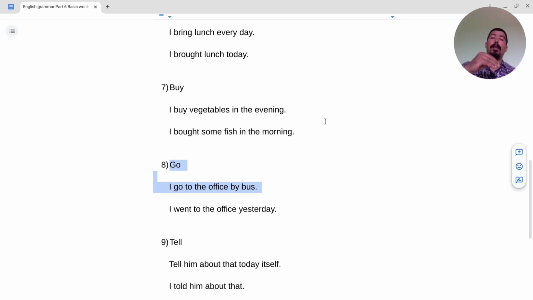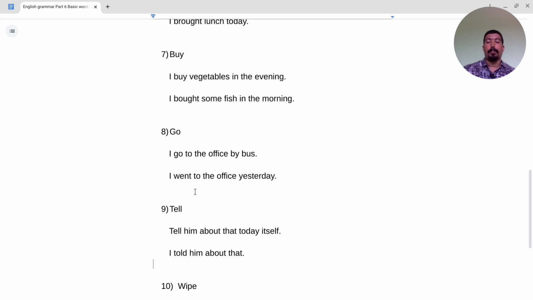So go. What is the meaning of go? Okay, this is your house, and this is your office. You go from house to the office. You move from one place to another. That is the meaning of the word go. You move from your house to your office every day. That means you go from one place to another. Okay, so I go to the office by bus. I have a habit of taking bus to the office. I have the habit of traveling by bus to office.